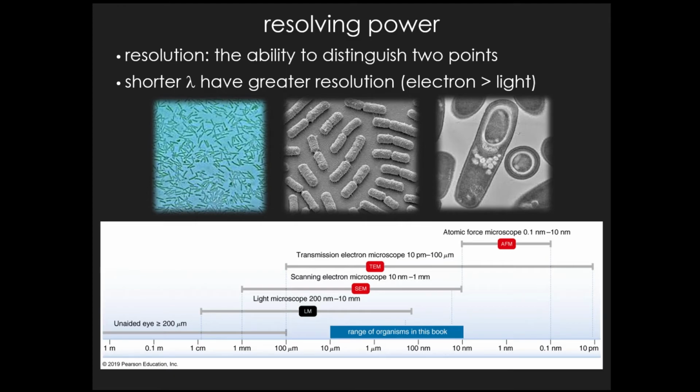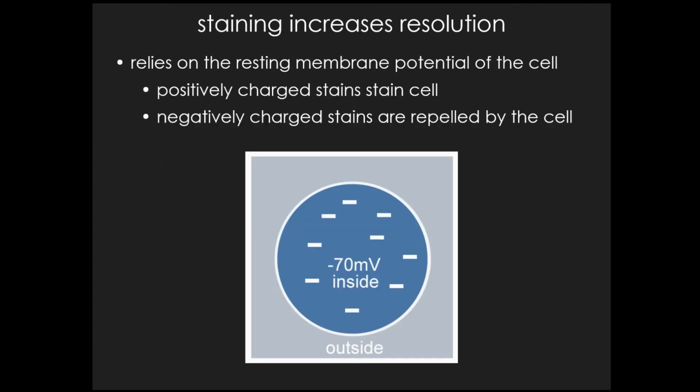Scanning electron microscopes and transmission electron microscopes use electrons to visualize the image and have a much greater resolving power than the light microscope. We'll talk about each of those in detail in a few moments, after we talk about something that makes the resolution of any specimen better, and that is staining. Staining increases resolution because when you stain a cell, you increase the contrast between the specimen and the background, right?